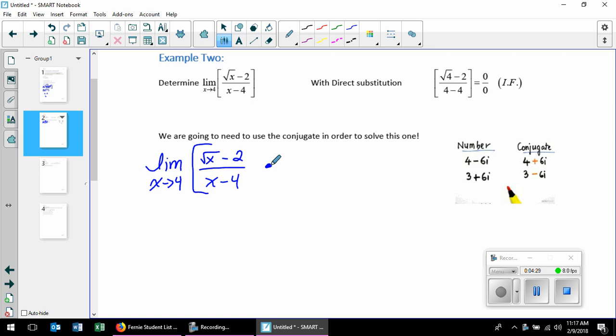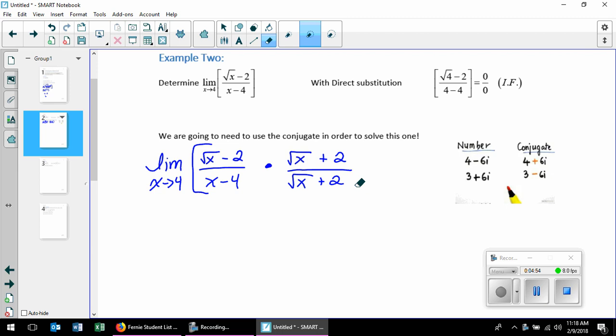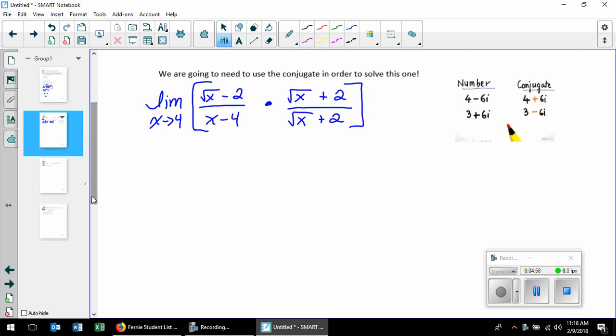So what's the conjugate to root x minus 2? Root x plus 2. So that has to be both top and bottom, because that expression has a value of 1, and anything times 1 is itself. Look at me, misuse of brackets. Well, my technology is working better today, so I'm less likely to cry. Okay, so here we go. Multiplying.